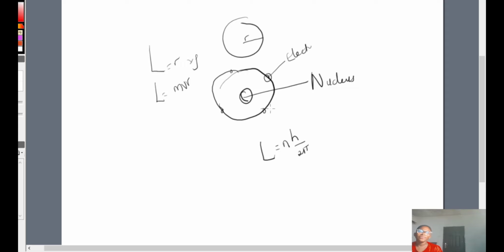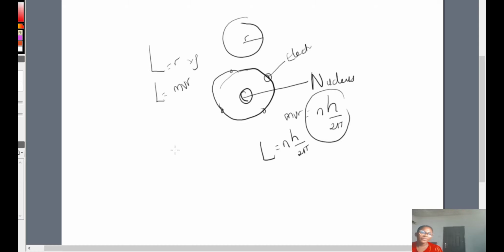So we are saying that mvr is equal to n h over 2 pi. N is just the number of the shell. H is called Planck's constant, divided by 2 pi. And this is the angular momentum of the electron. So this is the angular momentum of the electron that is revolving around the nucleus.